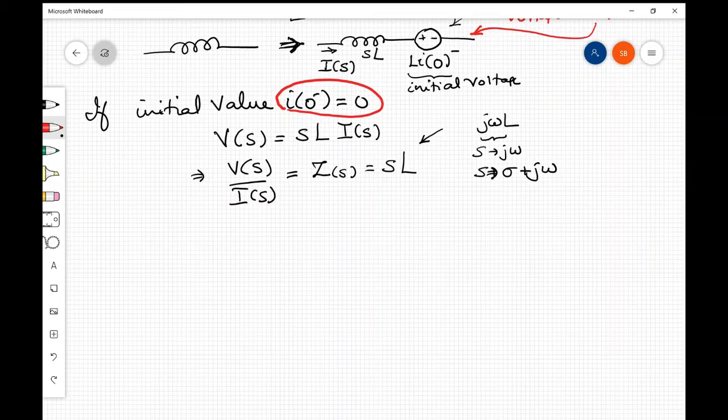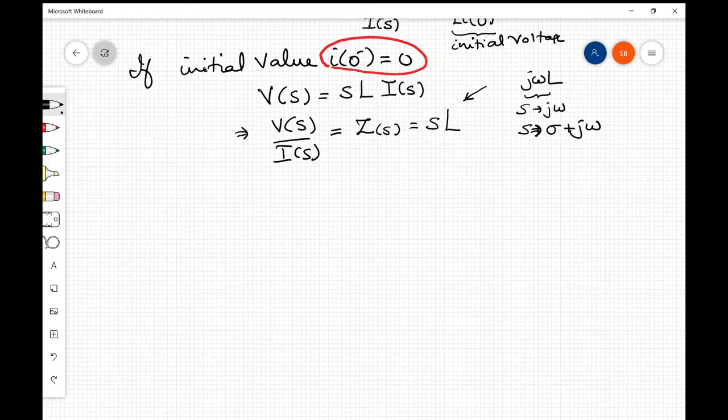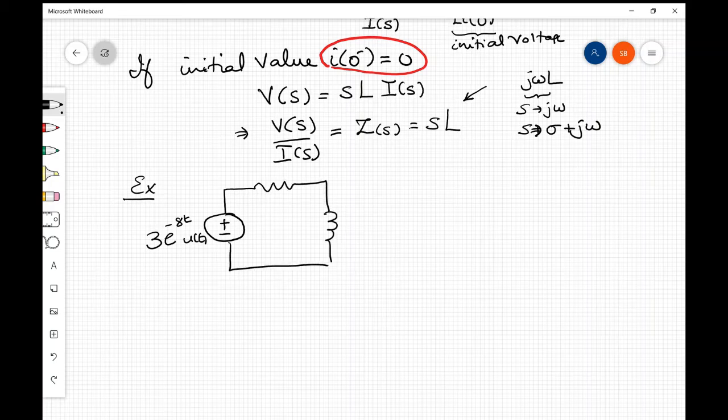Alright, so let's see an example here. Just a simple example where we have a circuit like this, and let's say this source is 3 times e raised to minus 8t, u at t. Let's say that's the input, and it's connected to a circuit here with a 1 ohm resistor and a 2 Henry inductor, and we are asked to find the V at t of this element.